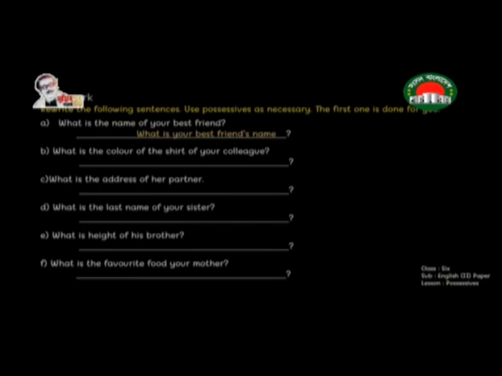So name of your best friend becomes best friend's name. So similarly, you need to complete B to F. Very easy. So you need to write these down in a separate notebook and you must submit it to your English teacher when your school opens. So it is a part of your continuous assessment.